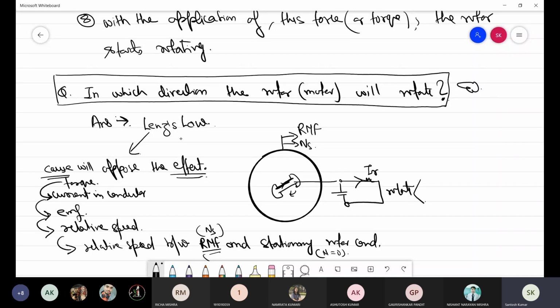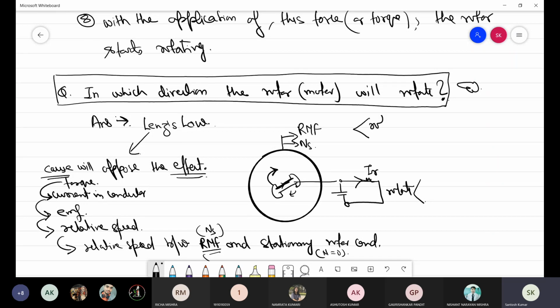Now the cause will oppose the effect. So the cause is torque and the effect is the relative speed. So torque will try to reduce the relative speed between the rotating magnetic field and rotor. So in order to reduce the relative speed between the rotating magnetic field and rotor, the rotor will start rotating in the same direction as the rotating magnetic field.